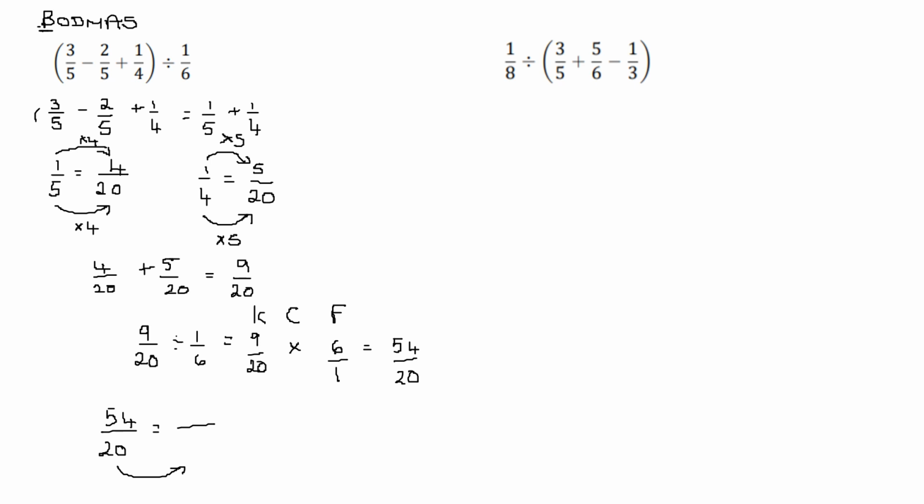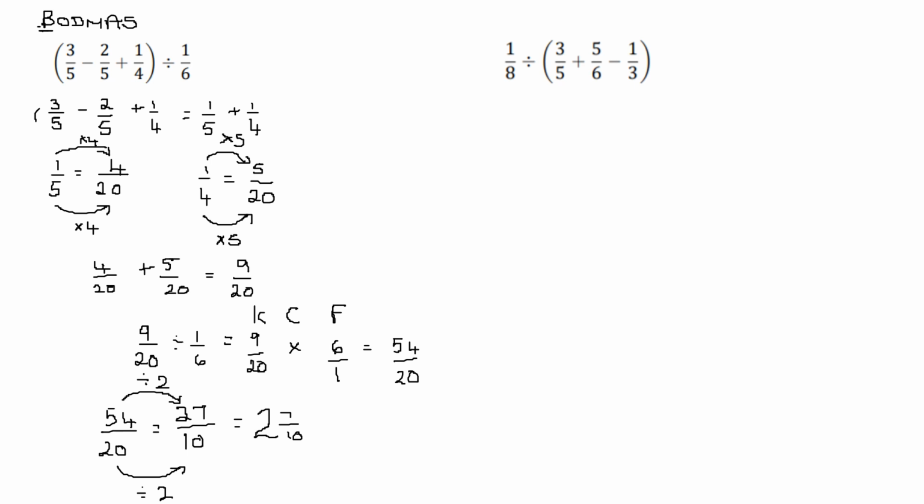Now we're going to simplify our 54/20 because we want to always give our answers in their simplest form. So I can see straight away that I can simplify this because both my numerator and my denominator are even numbers, so I can just divide both by 2. So that will give me 27 over 10. And again, I now have an improper fraction, so I'm going to turn it into a mixed number. 27 divided by 10 is 2, and that will give me a remainder of 7 over 10.